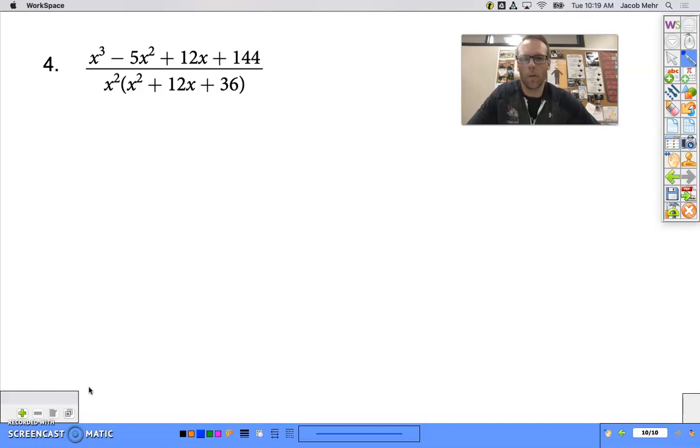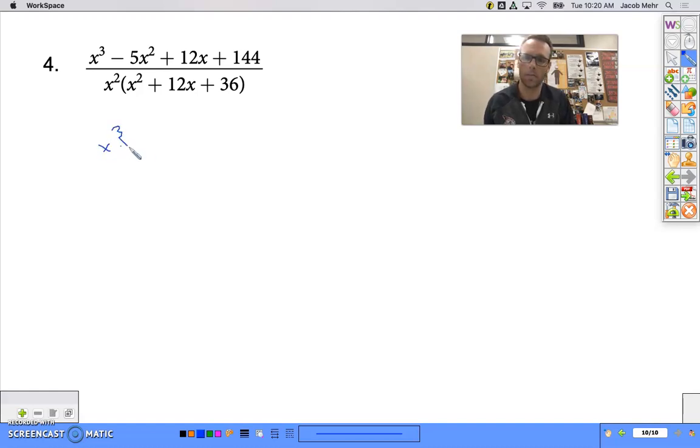All right, guys, we're going to look at one more example here where we're going to have linear factors in the denominator. So let's take a look at this one. Things are kind of ramping up here a little bit. We've got a cubic in the numerator, and in the denominator we have x squared times x squared plus 12x plus 36. So first step, of course, is factoring the denominator.